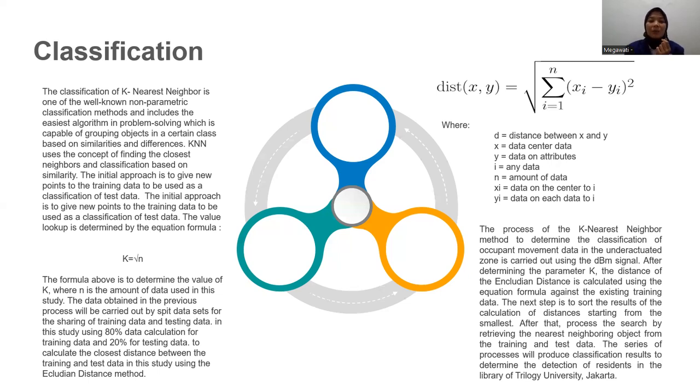The data about a previous process will be carried out split data set of sharing, training, and testing data. In study, using a 18 data collection from the training and 20 of testing data.